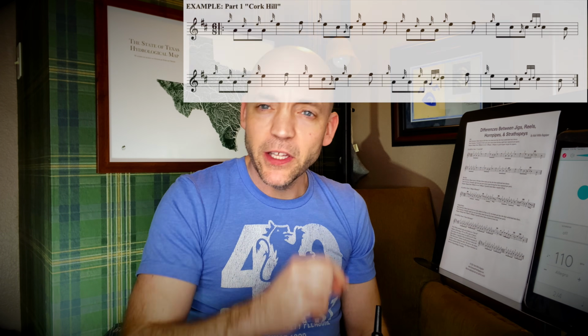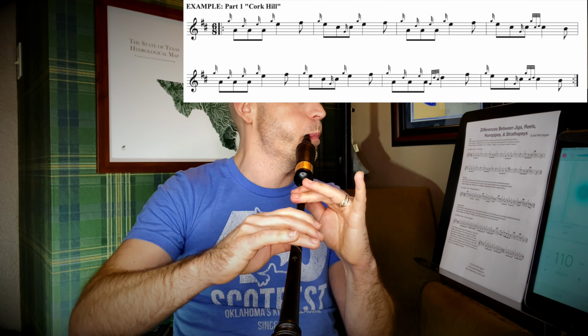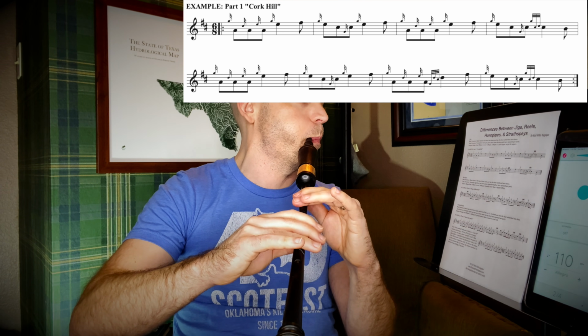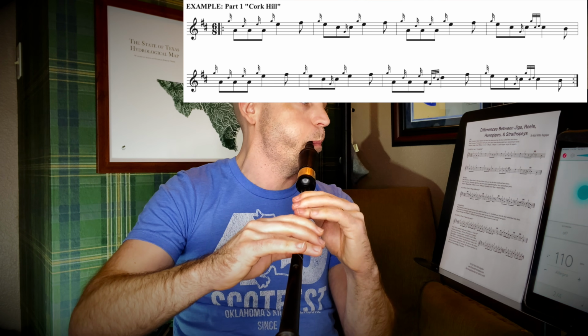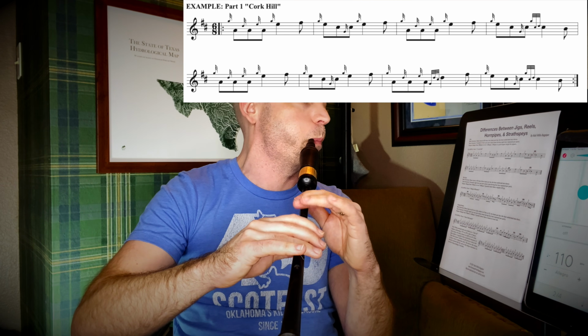This one right here is Cork Hill, and we're going to take a look at part 1 of Cork Hill. We're going to turn on the metronome, and we're going to give it a go so you can hear what a jig should sound like. Now, I give a tempo range in here from around 100 beats per minute to over 130 beats per minute. We're going to have a go at Cork Hill here at 110 beats per minute, kind of right in the middle of the range of where jigs can sound nice and lively. So here will be the first part of Cork Hill at 110. There's an example of a jig for you.